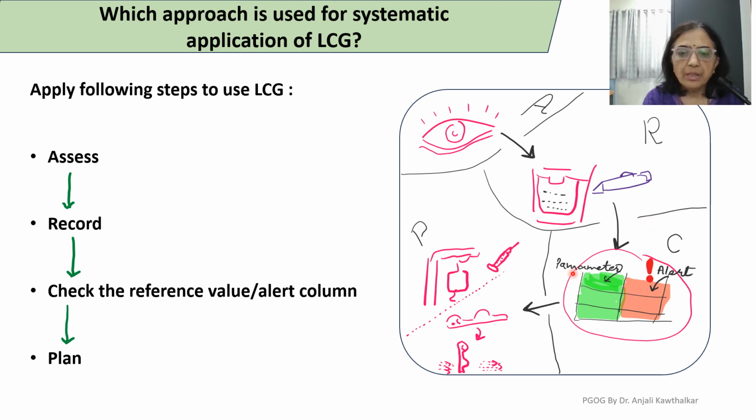If it is in the alert, then take necessary action, such as for dehydration, start IV fluids, give pain relief if the patient wants pain relief, change the posture from supine, ask the patient to be ambulant or mobile, and so on. That will come under the P. So you can remember it as ARCP, and if you visualize this diagram pictorially in front of your eyes, I think it will help you to remember this approach: assess, record, check, plan.